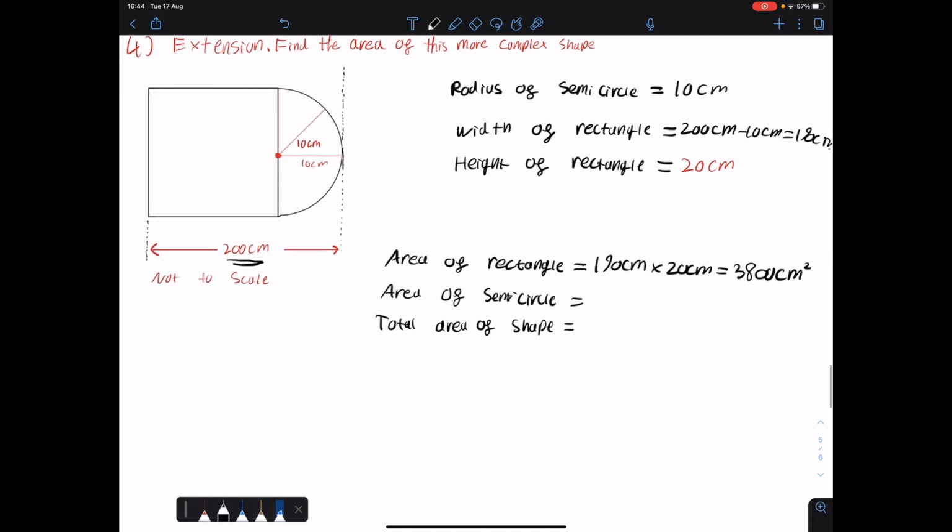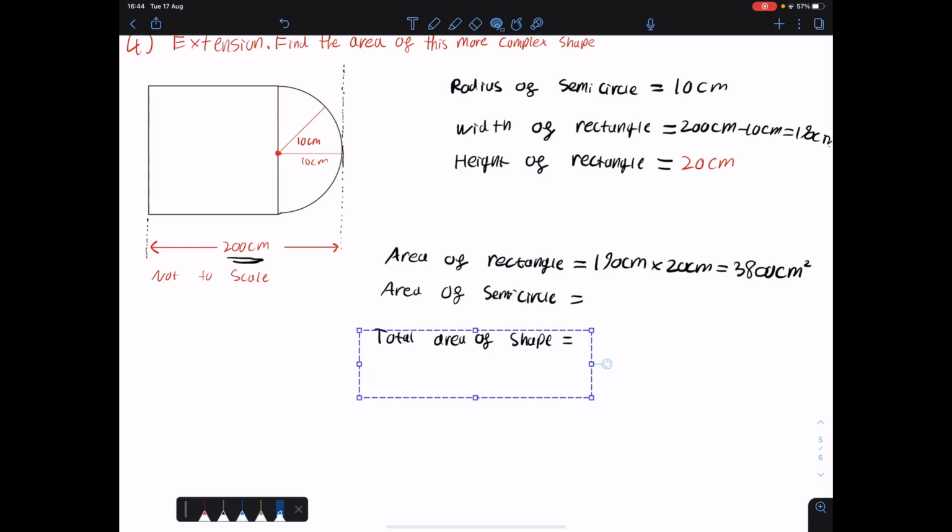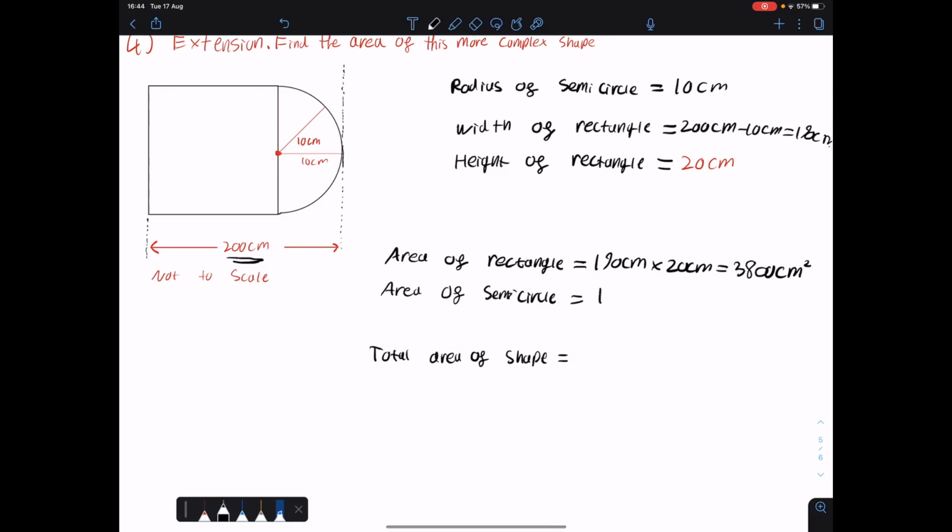Okay, now we need to find out the value of the semicircle. Recall that the area of a full circle is pi r squared. Well, if you look here, we clearly have a semicircle, and clearly the area of a semicircle is just half of that of a full circle, as a semicircle is just half a circle. So the area of the semicircle is just going to be pi r squared divided by 2.